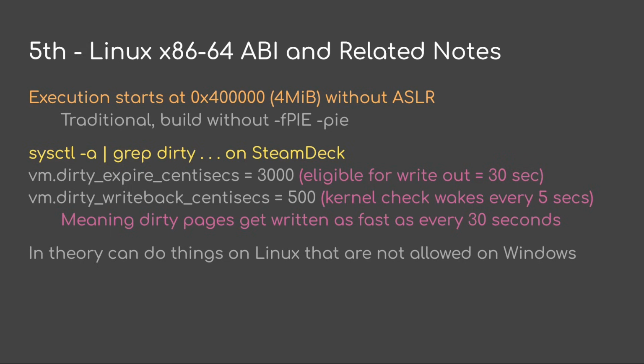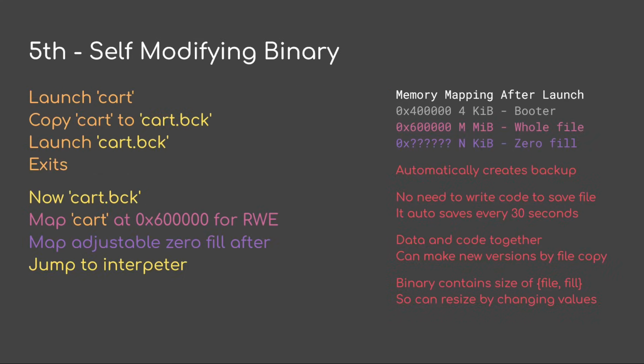It means it won't be overwriting too fast. So let's look at something we can do on Linux that we're not allowed to do on Windows anymore: the self-modifying binary. The idea here is that we have a cart file. The cart file represents the ROM. Actually, in this case, it's a RAM because we're going to be modifying it.